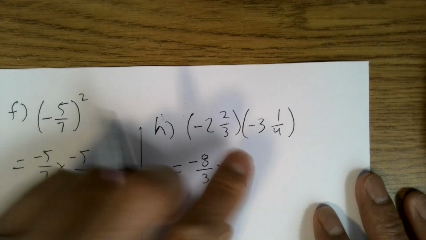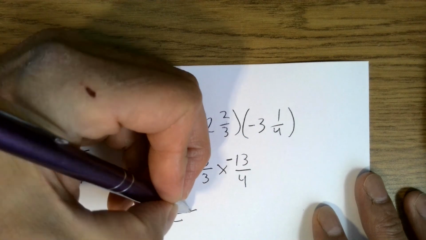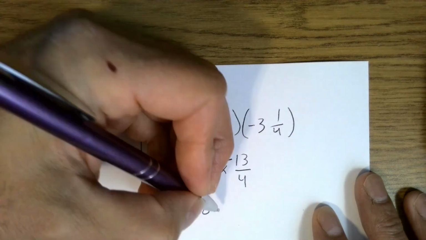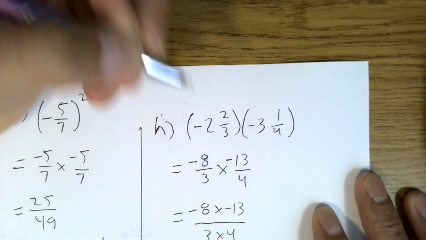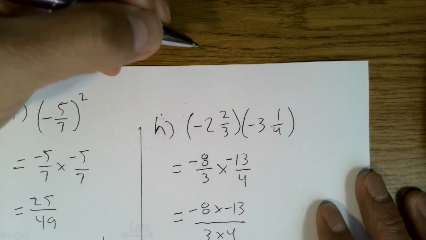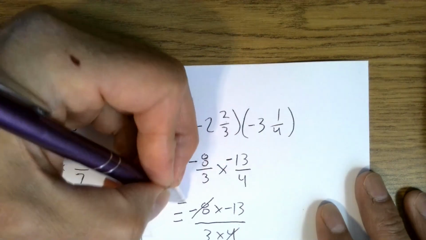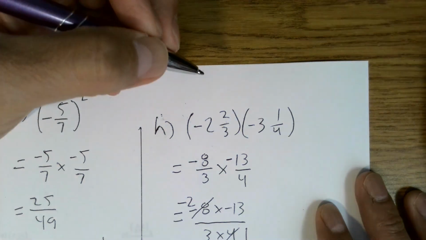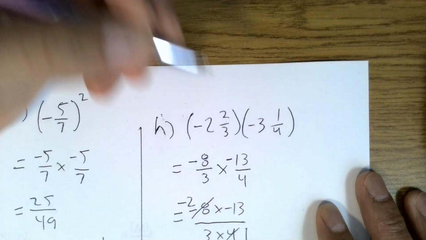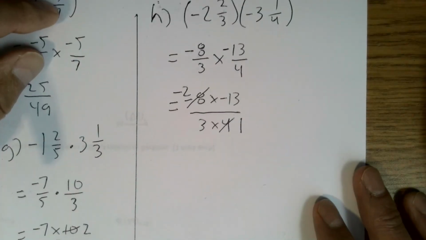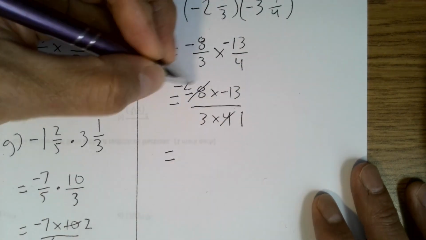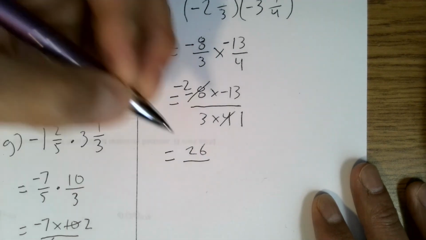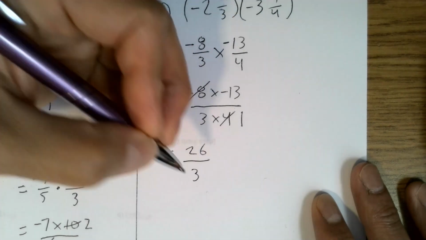Okay, and instead of going 8 times -13, I'm going to write it as -8 times -13 on top, and 3 times 4 on the bottom. -8/4 is the same as -2/1. And that's all I can do, but that still saved me going 8 times 13. Okay, so on the top I've got -2 times -13 is +26. 3 times 1 is 3 on the bottom.